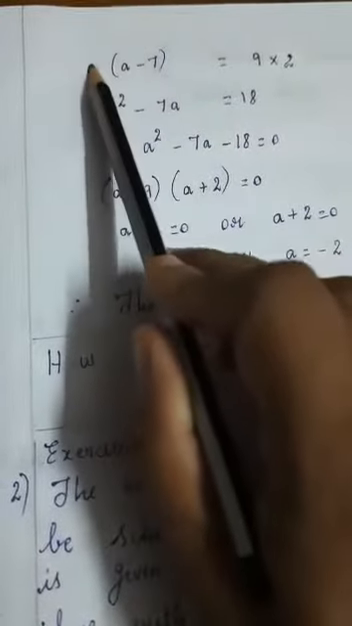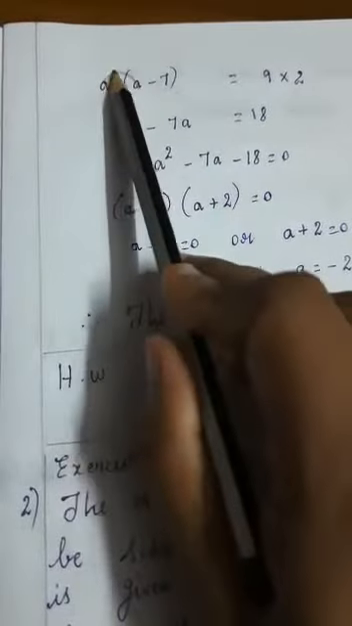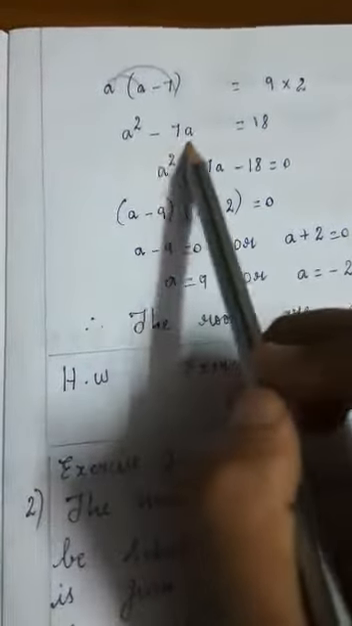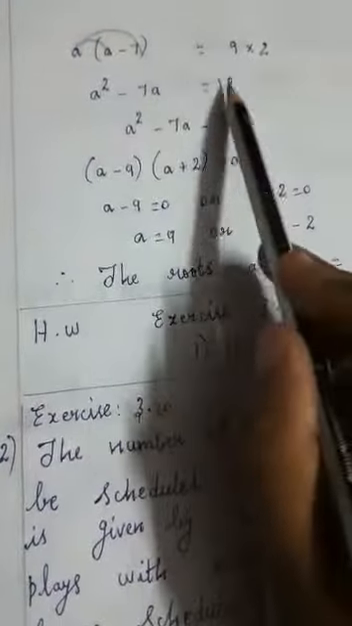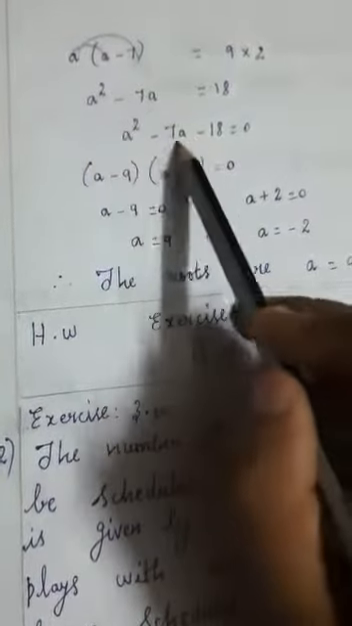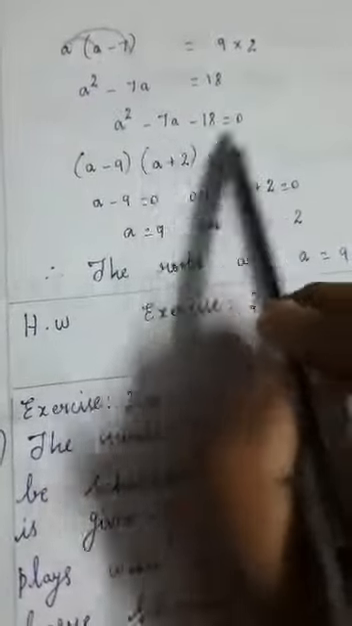Okay, so now this a is common for these two terms. Can you multiply a with the a? So a into a is a square, a 2 times. Okay, so the next one, a into minus 7, that is minus 7a, is equal to 9 2s are 18. Now this part, can you bring it on this side? So a square minus 7a minus 18 is equal to 0. Now you have got the quadratic equation, or not?